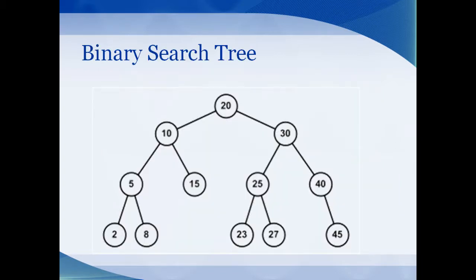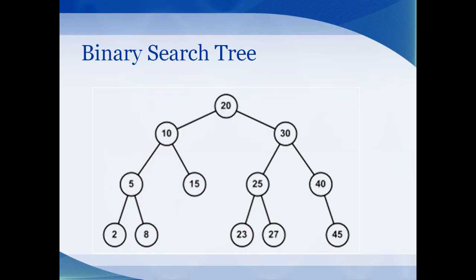Now they have a tree that's specialized to optimize in searching. This is called a binary search tree. Now with this kind of tree, each node can have a maximum of 2 children, a left child and a right child, thus binary, 2.